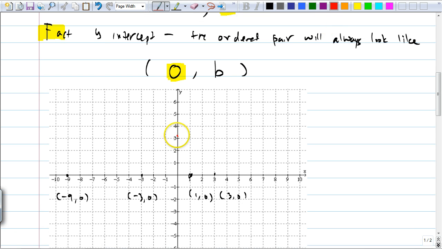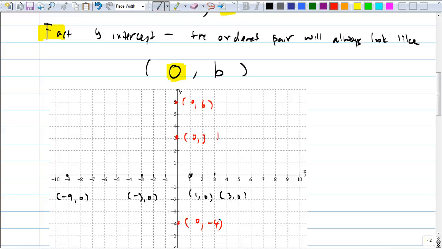Same thing works for the y-intercept. Look, what is this point right here, class? What is the ordered pair? That's on the y-axis: (0, 3). What about this point right here? (0, 6). What about this point right here? (0, -4). You see how if it's on the y-axis, the ordered pair has to start with 0 comma something. Does that make sense?